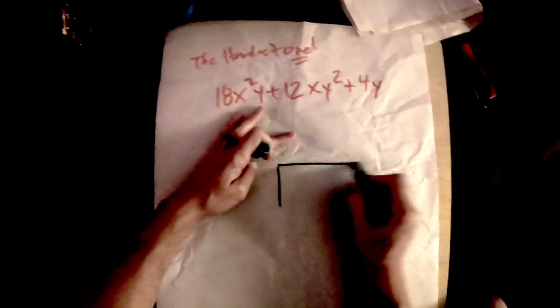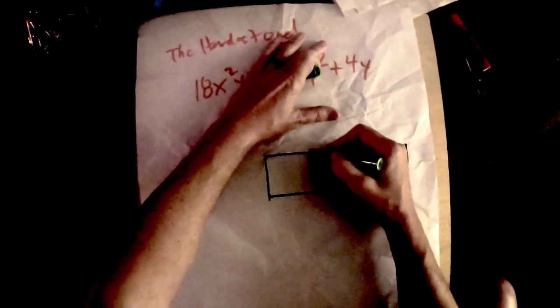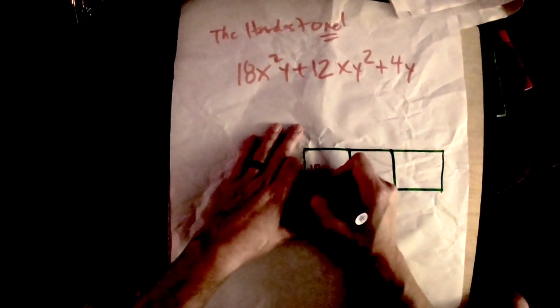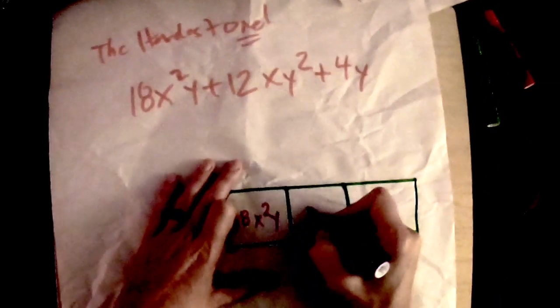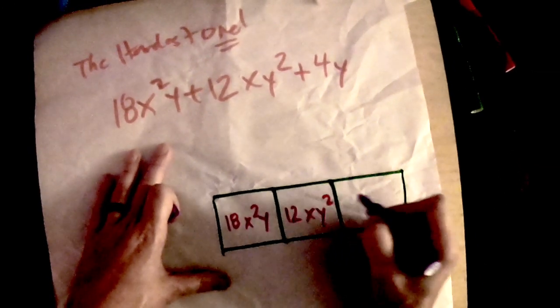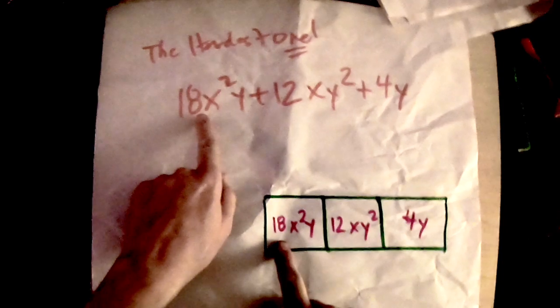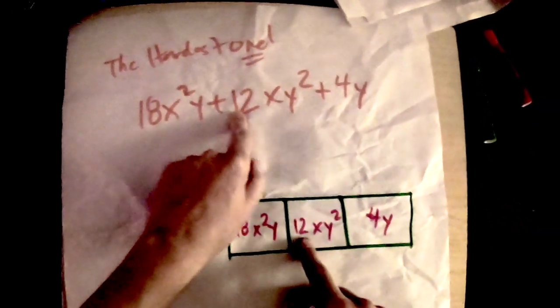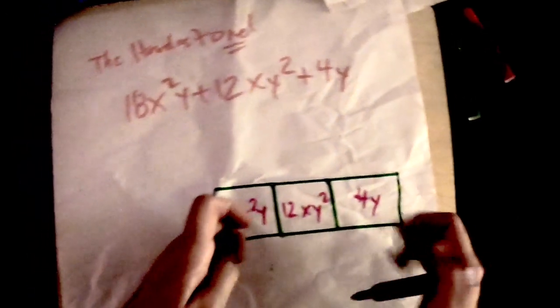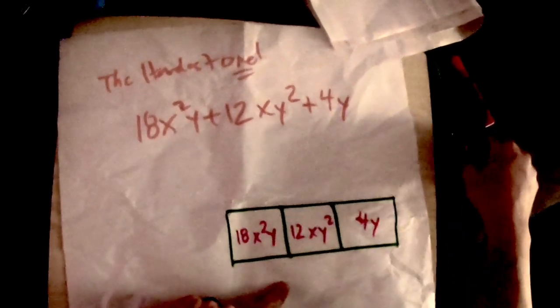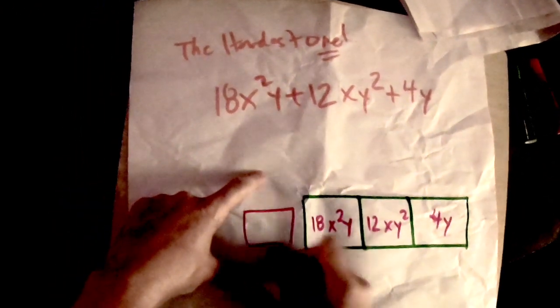I think we need the model. Do it down here. 3 terms, polynomial, 3 boxes. All right, let's put them inside. 18x squared y, 12xy squared, and 4y. Let's make sure we got them all right. Yeah, looks good. Next step, we're going to find the greatest common factor, and that's going to go right in here.